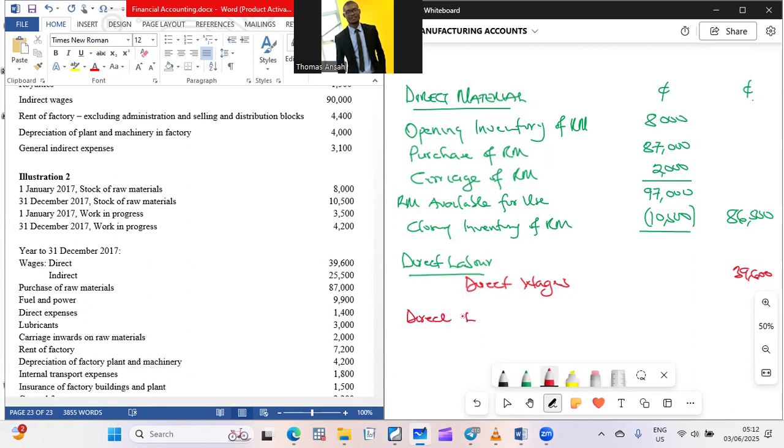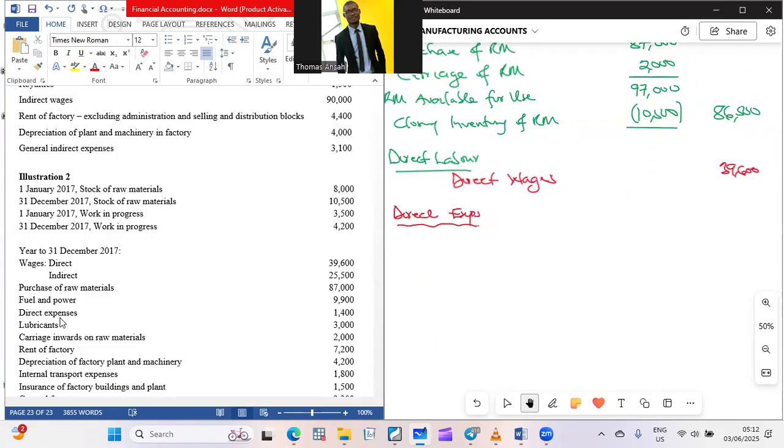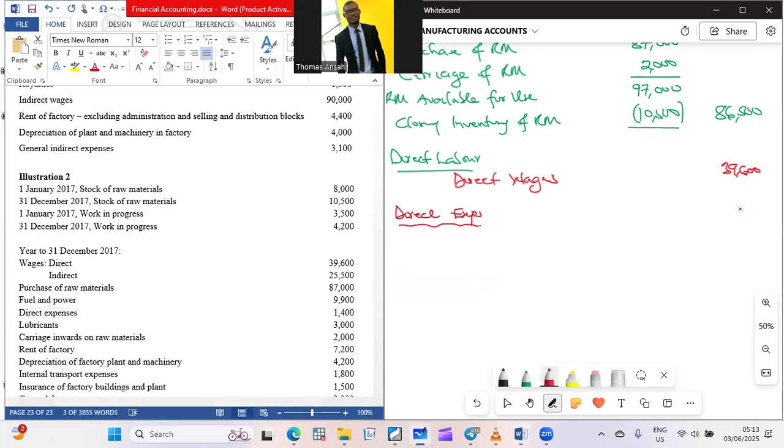What about expenses? Direct expenses. So for direct expenses, where do we get some? It's here, right? 1,004. So we have 1,004. So after adding everything, what is our prime cost? I think this one we didn't need to underline it because it's straight. So what is our prime cost? We add everything together, we are getting like 127,500. That is prime cost.